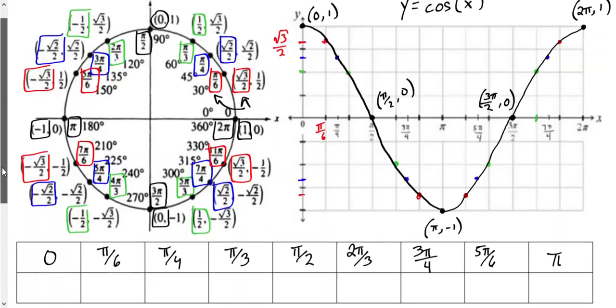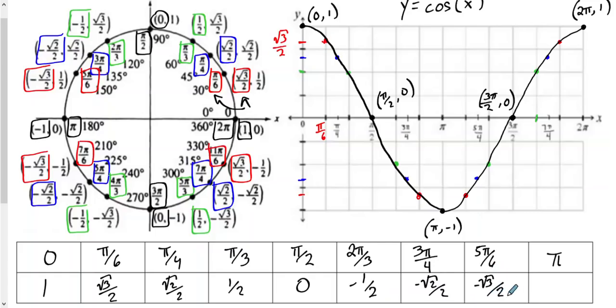But this time our values are slightly different because we started at 1, and then we moved to root 3 over 2, root 2 over 2, 1 half, and 0. Then we moved into negative values. Negative 1 half, negative root 2 over 2, negative root 3 over 2, and negative 1.